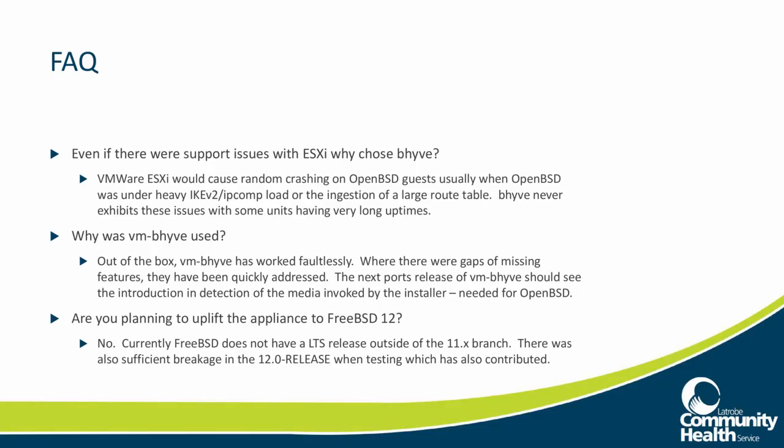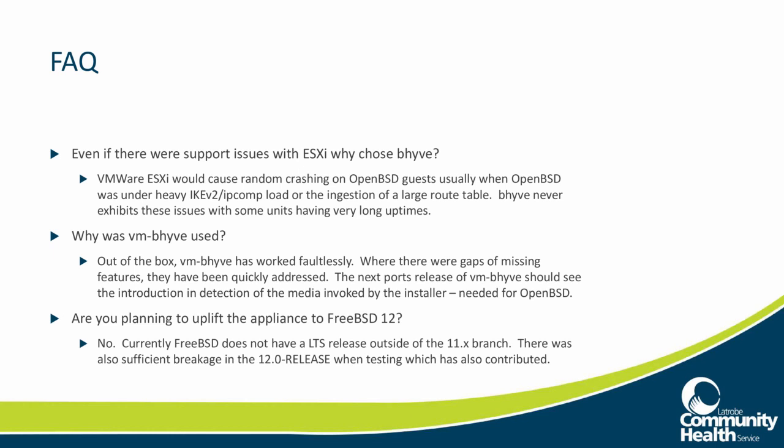So, yeah, we're getting close to the end here. FAQ. There's a few questions I've been asked over time, and so they're the questions and they're the answers. So, even if there's support issues with ESXi, why did we choose bhyve? VMware ESXi caused random crashing on OpenBSD guests.